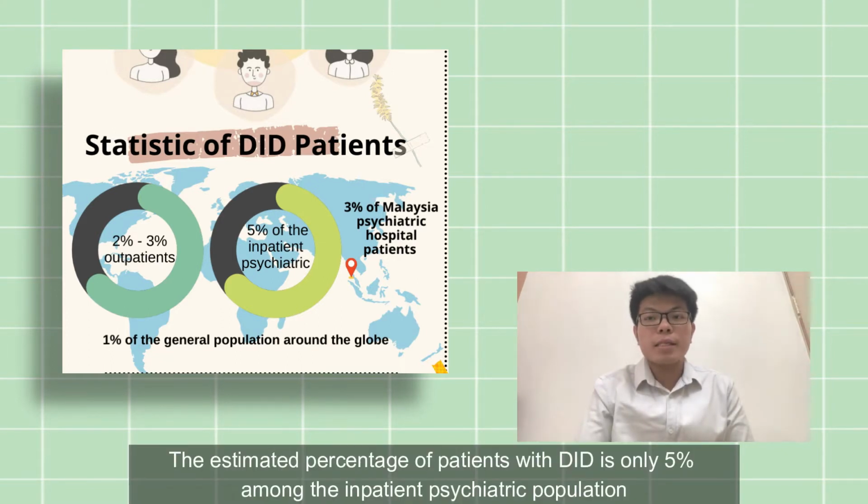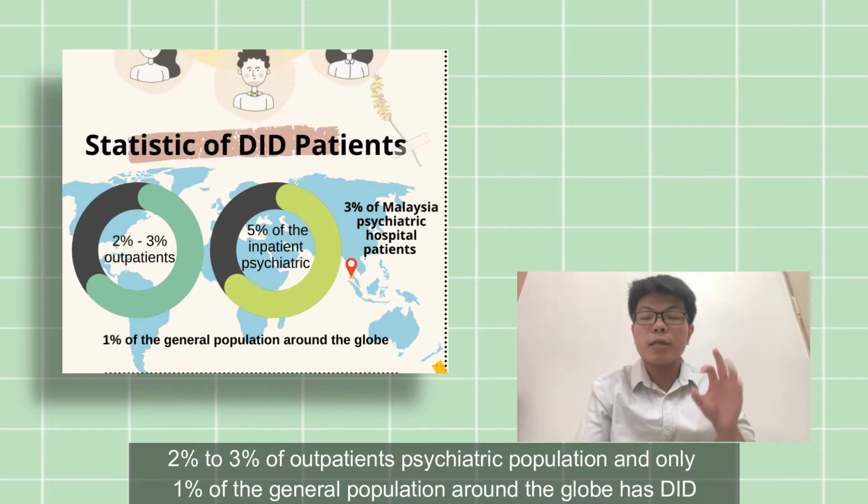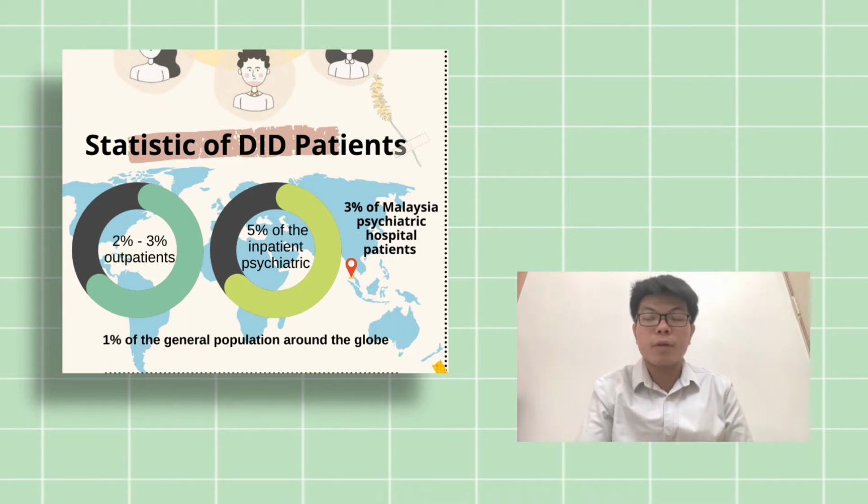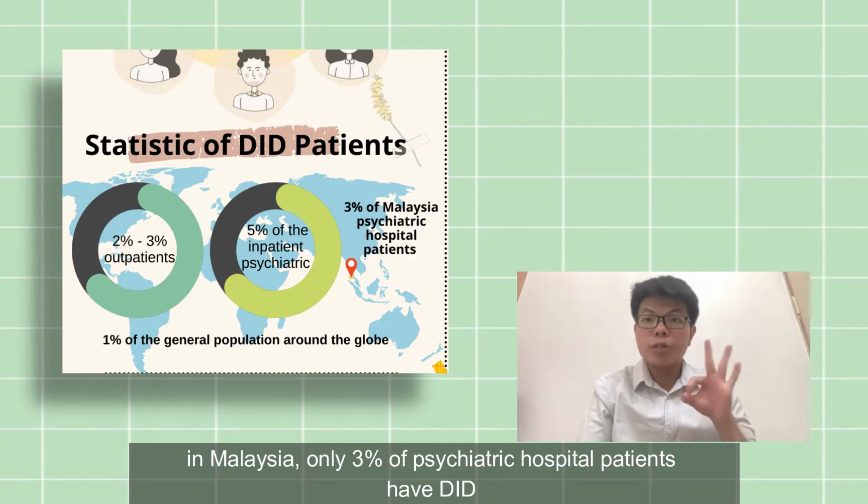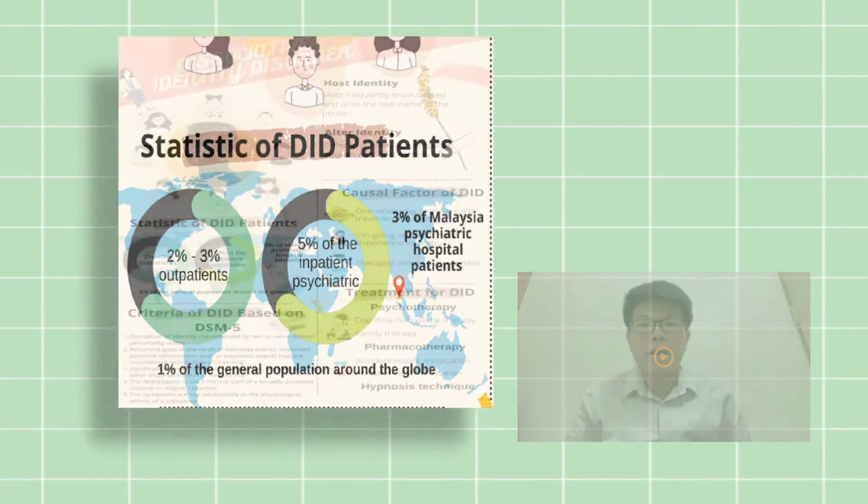The estimated percentage of patients with DID is only 5% among the inpatient psychiatric population, 2% to 3% of the outpatient psychiatric population, and only 1% of the general population around the globe. In Malaysia, only 3% of psychiatric hospital patients have DID.